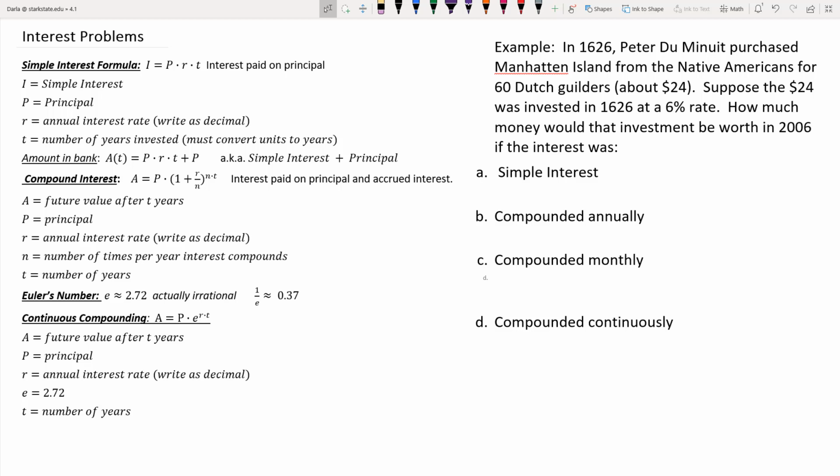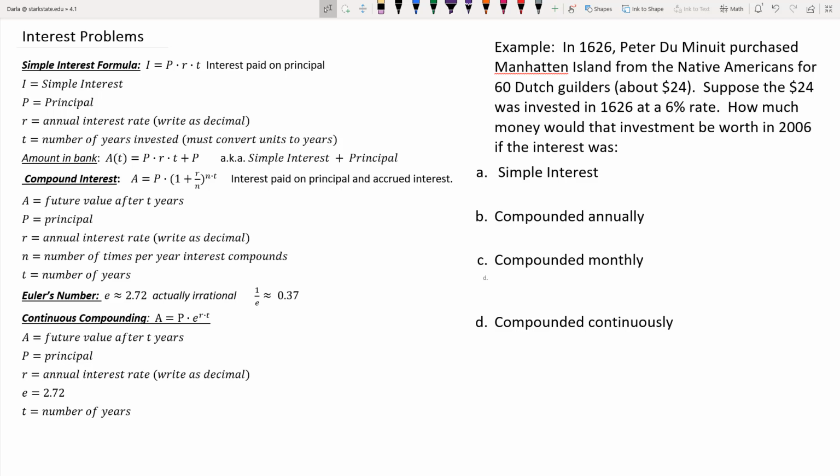The focus of this lesson is on various interest problems that we'll be dealing with in this class. We will be dealing with simple interest, compound interest, and compound interest varies based off the number of times it compounds in a year, and then continuous compound.